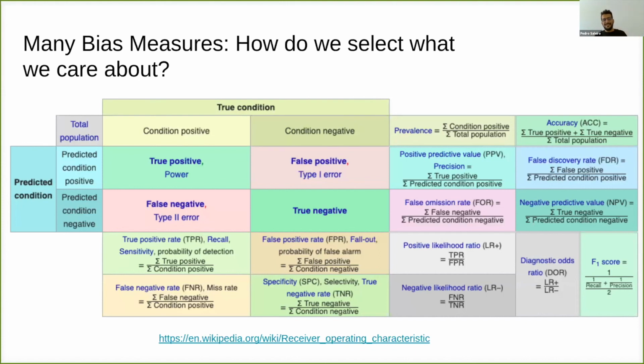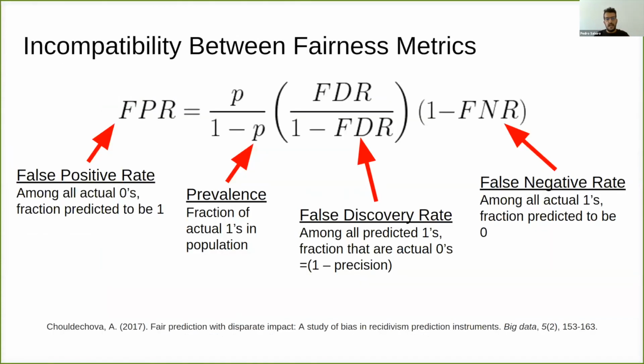This is a traditional example of all the metrics we can get based on the confusion matrix. In fact, all these metrics can be used as bias definitions and can be used to calculate disparities and to assess fairness. So it is very hard to navigate through all these metrics, and often there is incompatibility between some metrics.